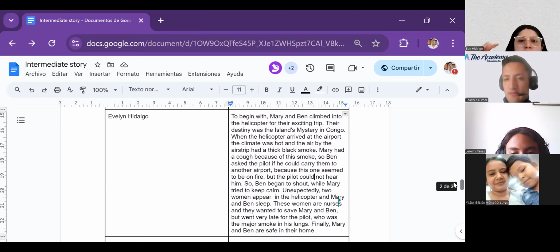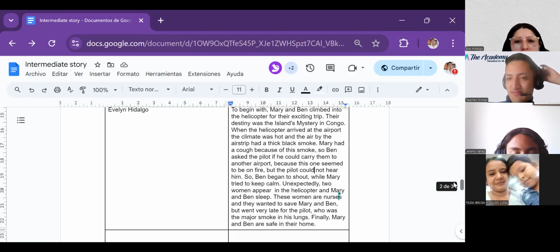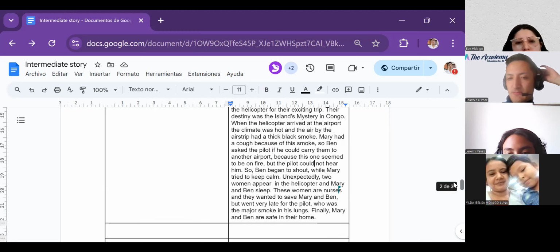To begin with, Mary and Ben climbed into the helicopter for their exciting trip. Their destination was the island Mystery in Congo. When the helicopter arrived at the airport, the climate was hot and the air by the airstrip had a thick black smoke. Mary had a cough because of this smoke, so Ben asked the pilot if he could carry them to another airport because this one seemed to be on fire.